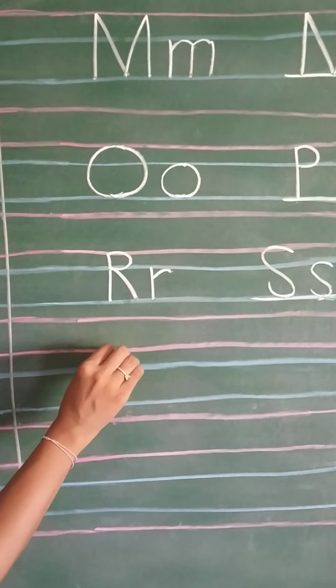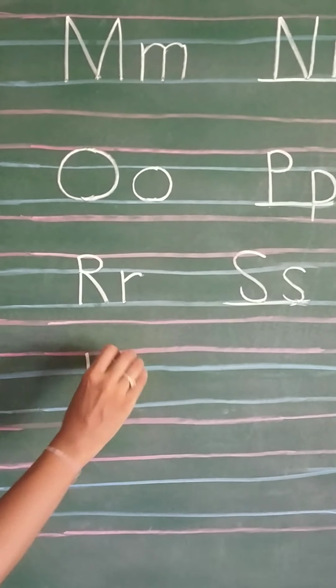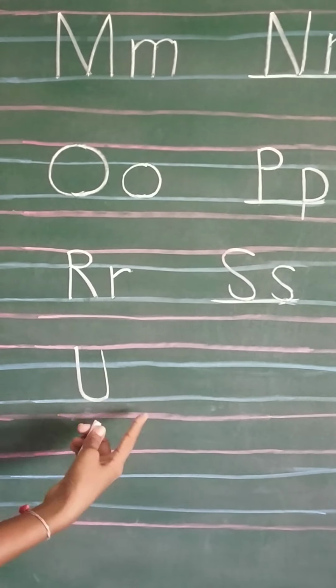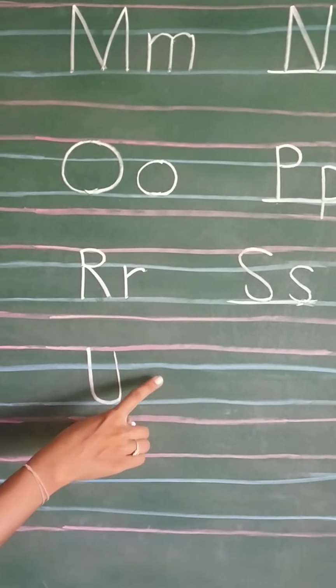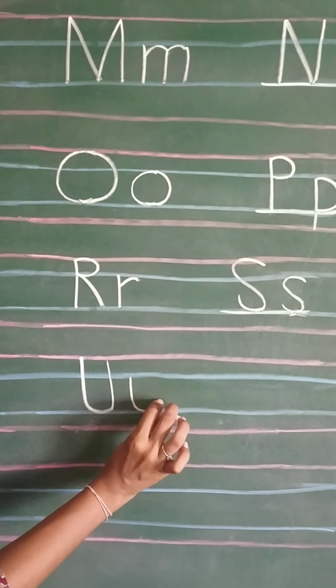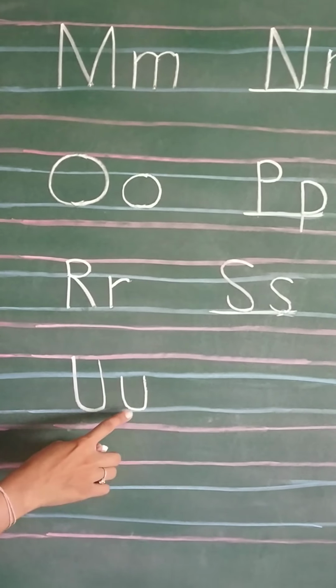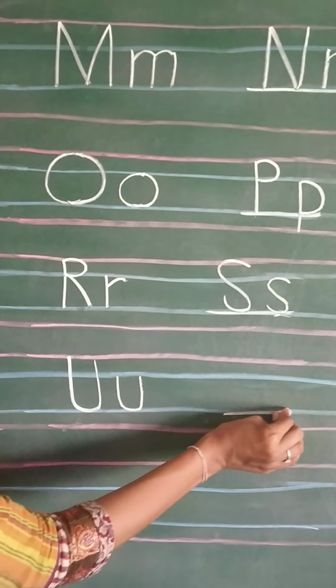Now in the next line we will write letter U. Right here, U: standing line, curve, standing line. This is capital U. Now small u, in which line? Blue line. Standing line, curve, standing line.